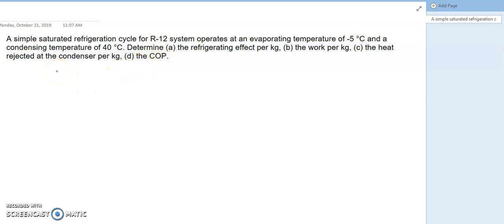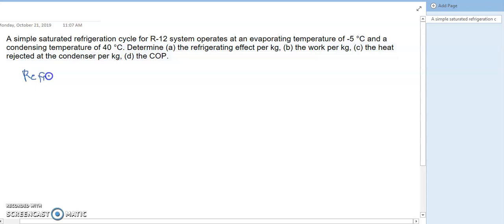So, our refrigerant in this case is R12. And then we have the evaporating temperature, or temperature at the evaporator, that is -5 degrees Celsius. And of course, we have the condensing temperature, or temperature at the condenser, which is 40 degrees Celsius.